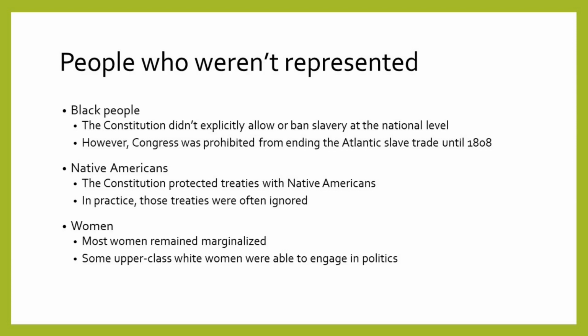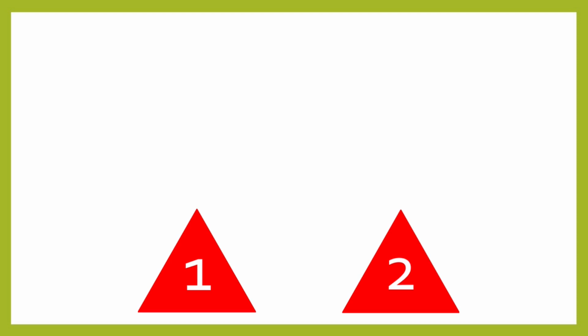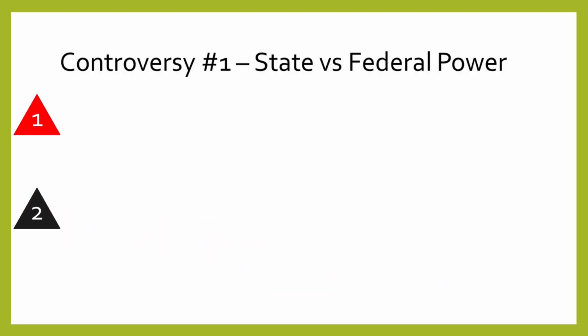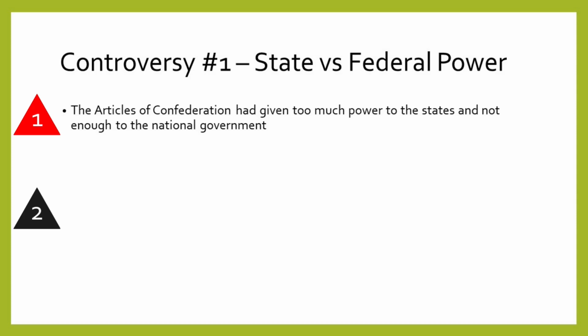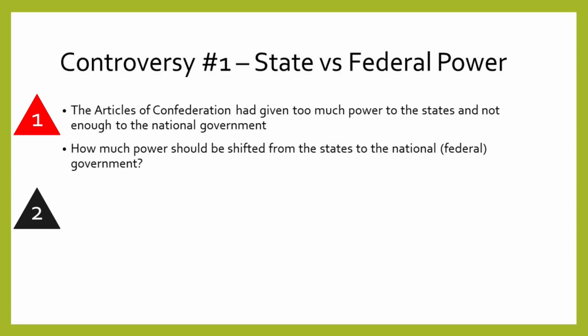Before we get to that, though, we need to talk about the two major controversies that came up at the Constitutional Convention. The first was about the balance of power between the states and the federal government. Now, last time, we talked about how the Articles of Confederation failed in part because the states kept basically all the power and the national government had almost no authority. With the Constitution, they knew they wanted to shift more power to the federal government, but they disagreed about exactly how far to go in that direction.